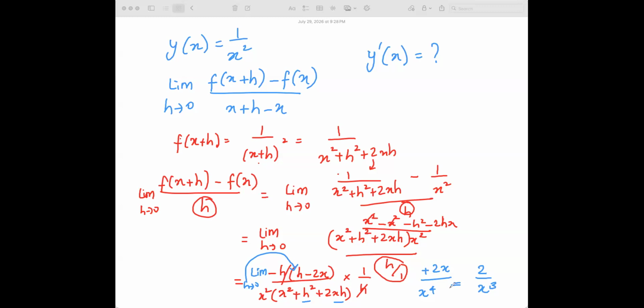X square minus h square minus 2xh, correct? H becomes 0, you're tending h equal to 0. Oh, this would be a minus. H gets cancelled. What did you get, Krish? Yeah, it is a minus. So that would be minus 2 by x cube, or minus 2 x power of minus 3.